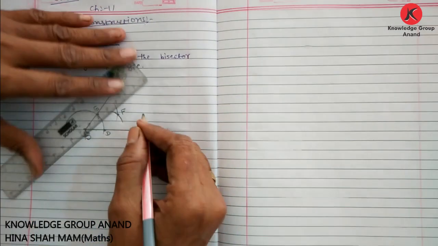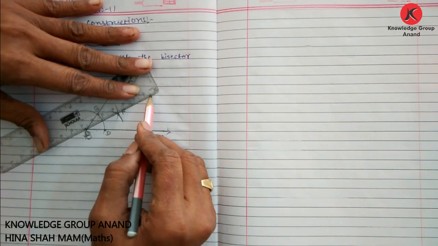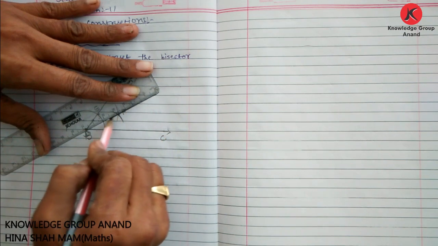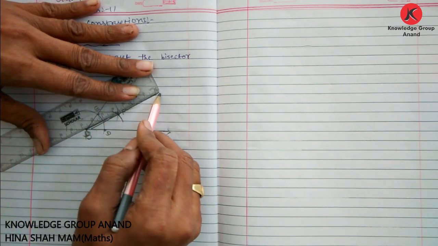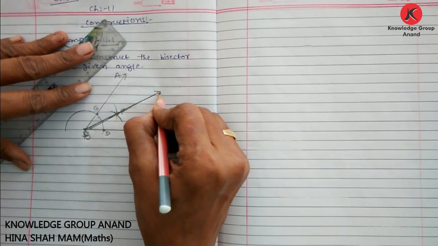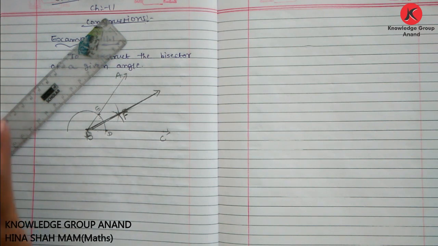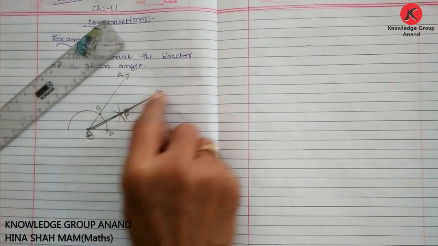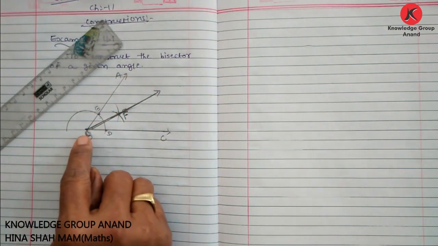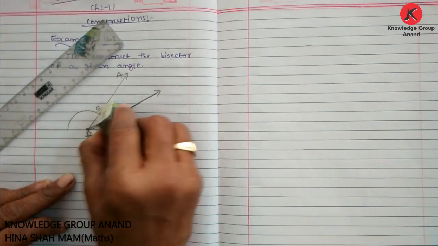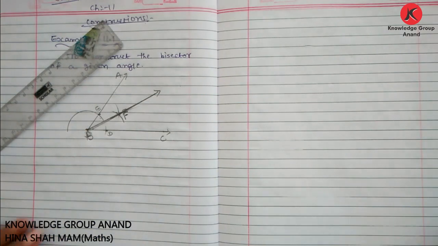Draw the ray BF. This ray BF is the required bisector of angle ABC.